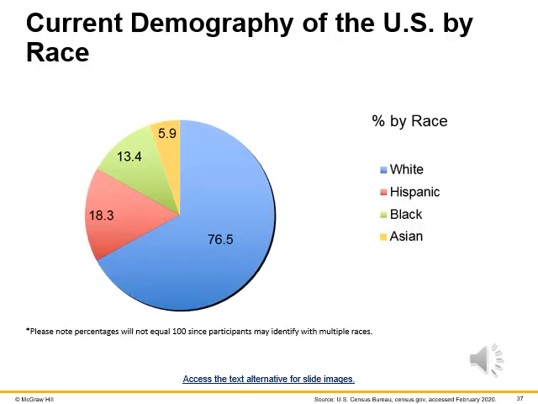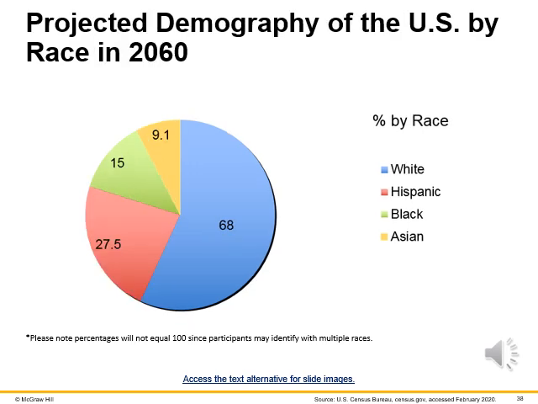In this slide, it shows the current demography of the U.S. based on races on the list. As a side note, all of these percentages don't add up to 100 since some participants may identify in different races. This is an interesting slide. It's a projection of the demography of the U.S. by race in 2060.